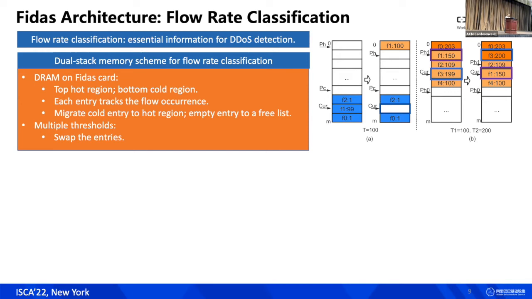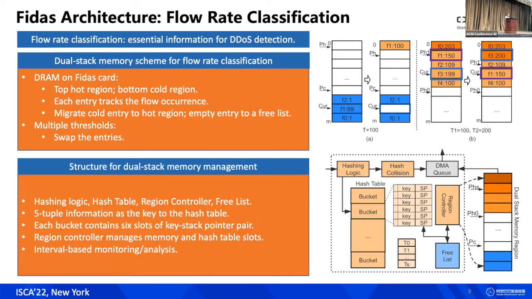In the hot region, we can further do some fine-grained classifications. We can do warmer, warm, hot, warmer, hot, those kinds of classifications. Each time a certain threshold has been reached, we can do a swap to make sure that the hotter flow will be migrated to the top of this region. So this is a hardware implementation of this algorithm.